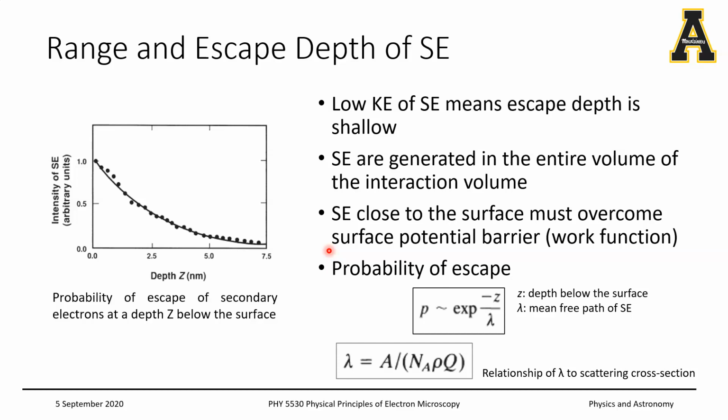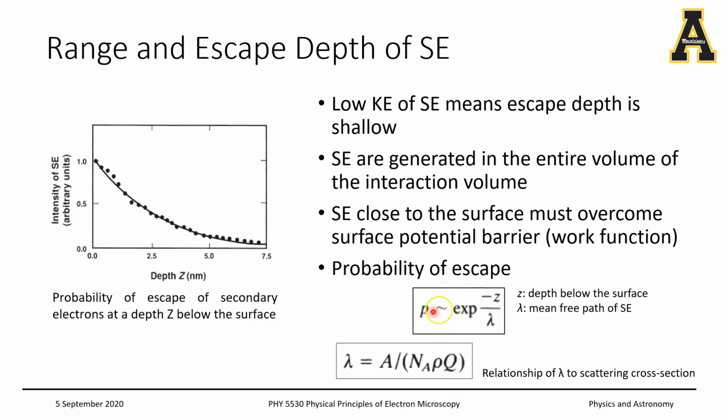And this can be understood by looking at this relationship right here, which is the probability of escape, and it is an exponential term where you have lambda, which is the mean free path between two scattering events, and z is the depth below the surface, right? And we saw this relationship earlier in the course, where you can correlate the mean free path to the scattering cross section. So if you have a larger scattering cross section, that means you have a shorter mean free path, which means high Z metals or elements are going to have a shorter mean free path, right?